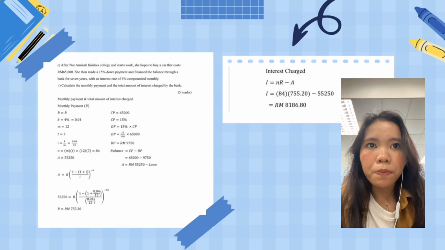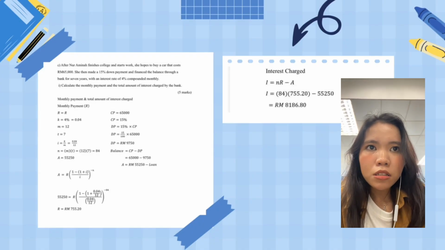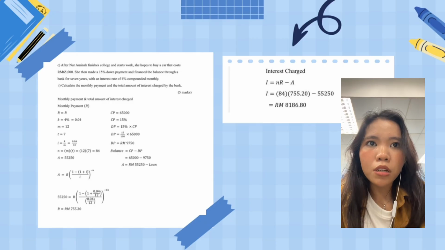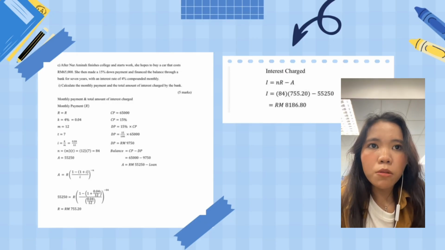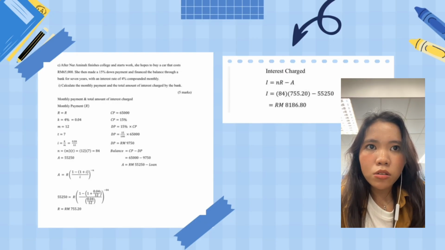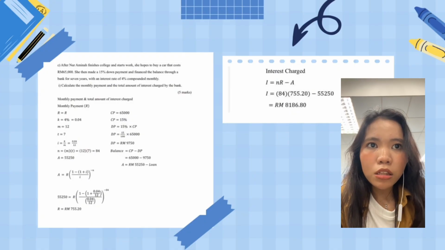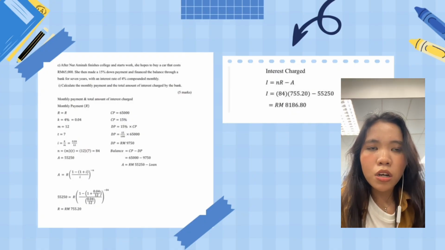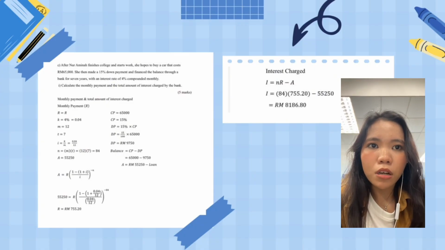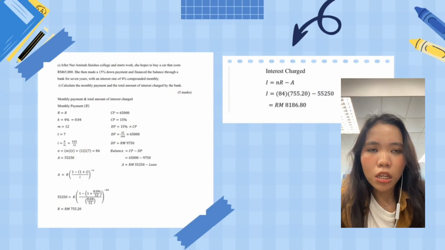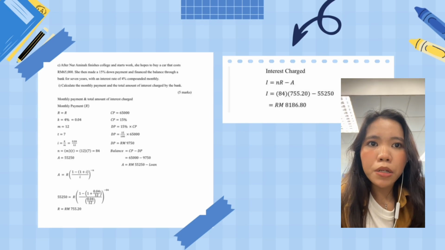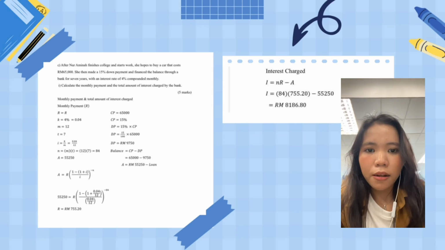To find the monthly payment, I use the following information. The annual interest rate is 4%. Interest is charged monthly, so there are 12 payments in 1 year. The loan will be paid over 7 years. This means the total number of monthly payments is 84 payments. Using this value, I substitute the loan amount of 55,250 ringgit into the annuity formula to calculate the monthly installment. After solving the equation, the monthly payment comes out to 755 ringgit and 20 cents. So, the final answer for the monthly repayment is 755 ringgit and 20 cents.